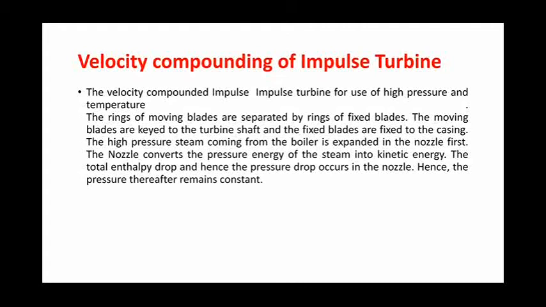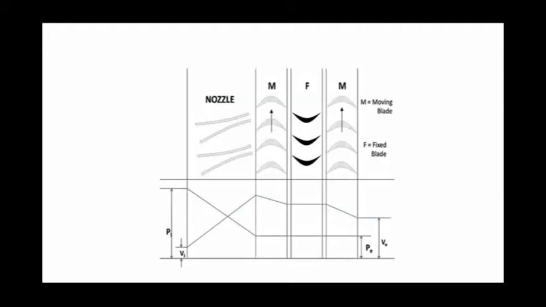The high pressure steam coming from the boiler is expanded in the nozzle, and first the nozzle converts the pressure energy of the steam into kinetic energy. The total enthalpy drop, and hence the pressure drop, occurs in the nozzle. Hence the pressure thereafter remains constant.